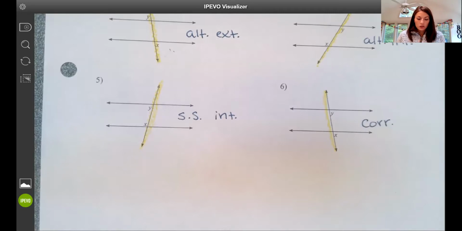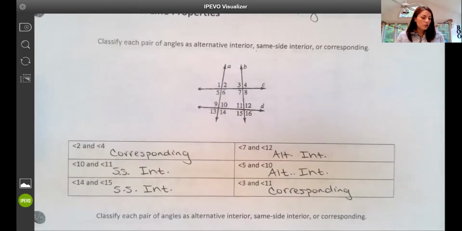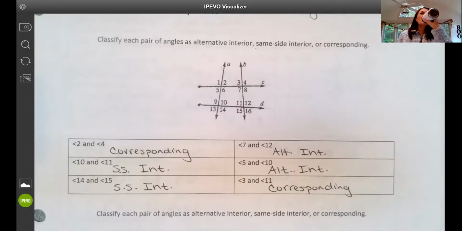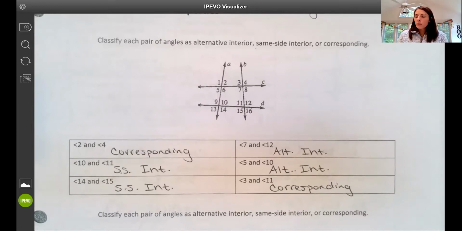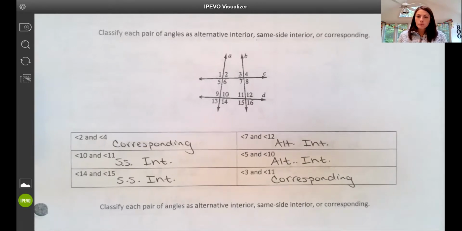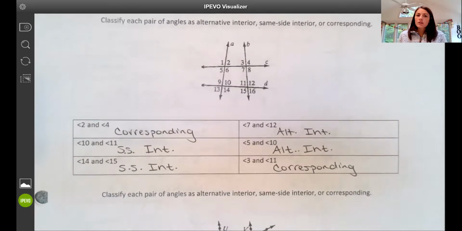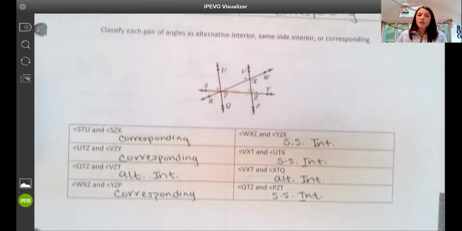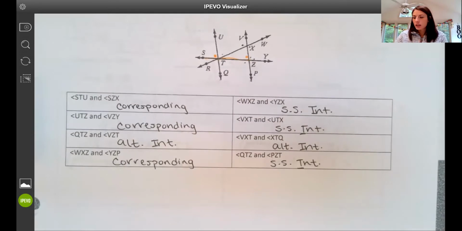So you had homework last night. It was just one page where you were labeling what relationship the angles had. I'm going to show you my key to that so you can check your homework. Am I okay on the top? Can I move this down? I'm going to move it down. This one's a little bit easier to identify. These are a little bit harder because you have to follow the letters.